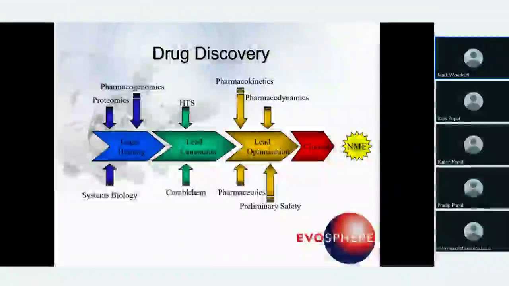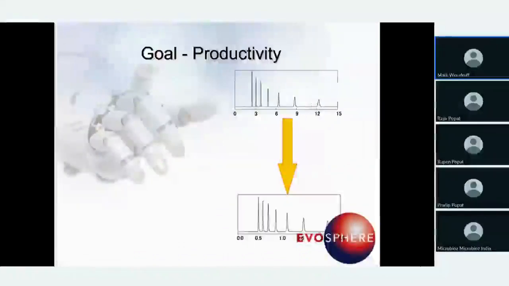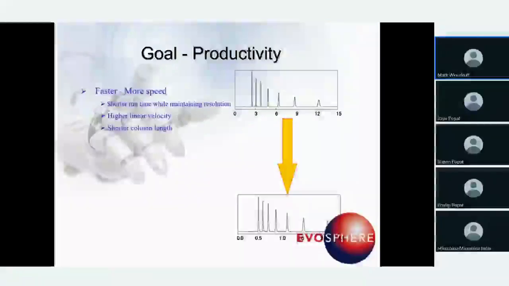So we use an awful lot of HPLC columns. When I discuss this with customers, they're always discussing productivity with me. My goal is to be more productive. My goal is to speed up my analysis. Can I go quicker? Can I still have resolution between my critical pairs? So there's several ways we can increase the speed of analysis. We'll briefly touch on those.